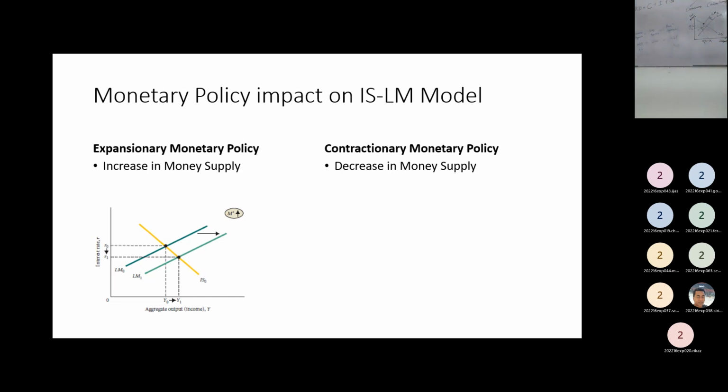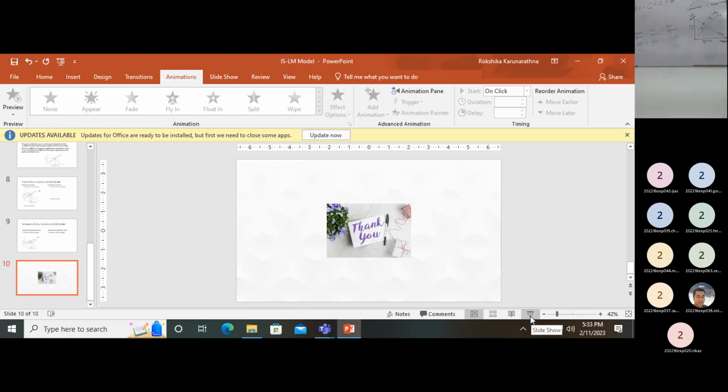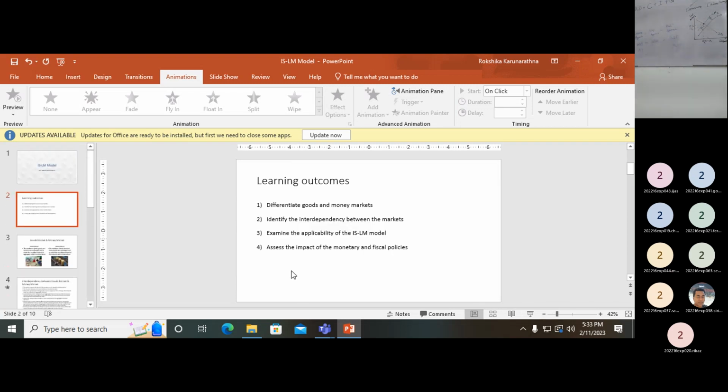Is that clear? Any questions on that? Do you have any questions? Okay, so that's all in very simple form. I explained this IS-LM scenario covering the learning outcomes, but please read the chapters in your textbook with regards to this section, so that you get a detailed understanding.